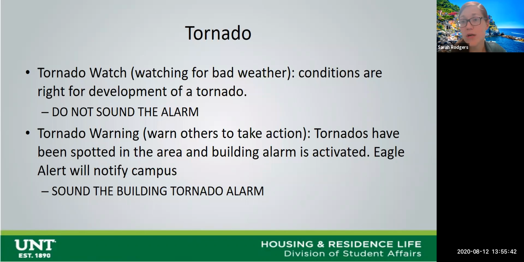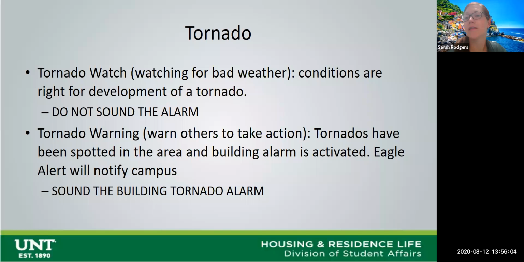Now, a tornado warning is that there are tornadoes in the area. They have been spotted. So this is when we are warning others to take action. You're going to be notified by an Eagle alert. So if you are unsure if your information is up to date on your MyUNT, this is a good time to make sure that your information is up to date.